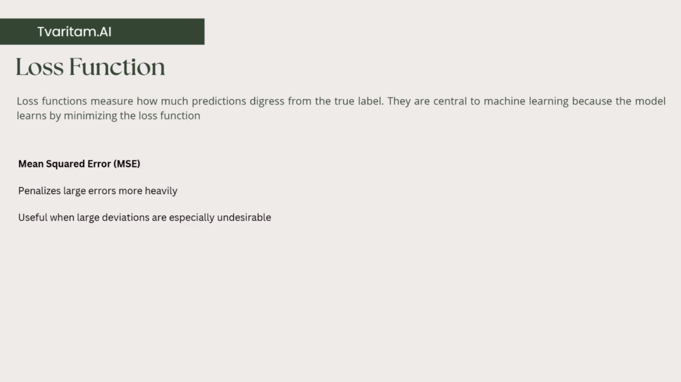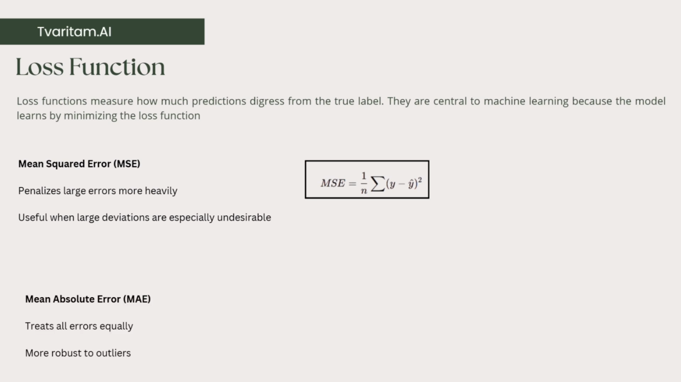Here we take the difference between actual and predicted values, square it, then we sum it across all data points and then take the average. Because of the square, larger errors get penalized more heavily. Another option is mean absolute error, where we just take the absolute difference instead of squaring it. Mean squared error penalizes large mistakes more, while mean absolute error treats all errors equally.